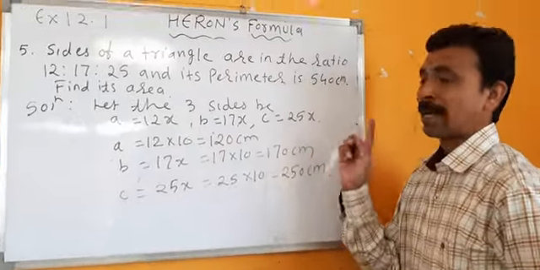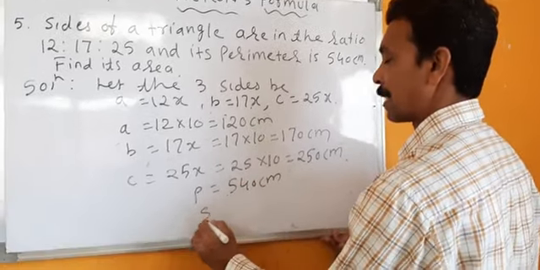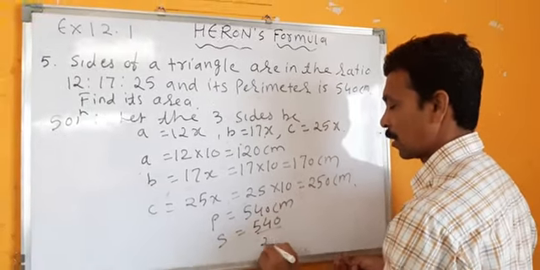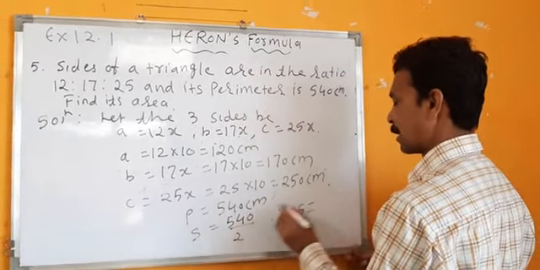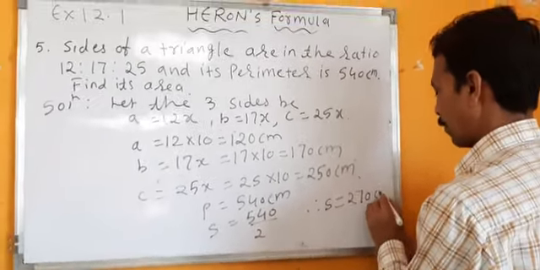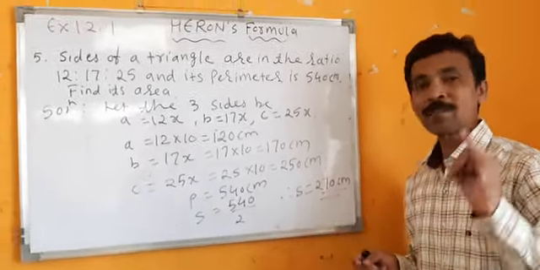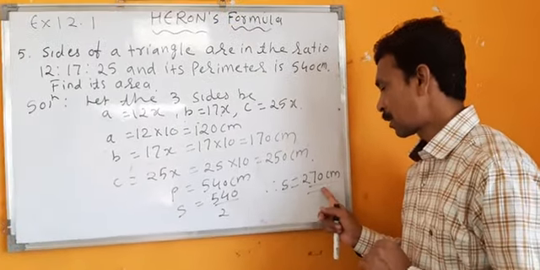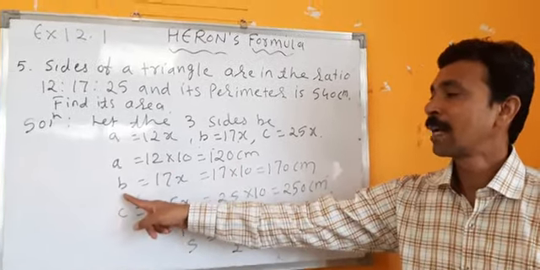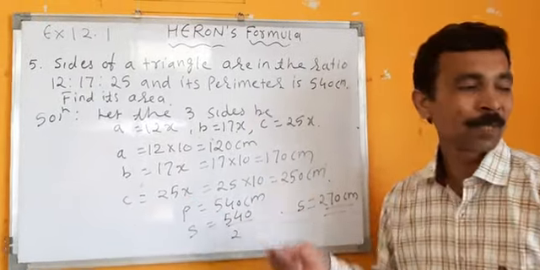Right? Perimeter is given 540 centimeter. Semi-perimeter is equal to half of perimeter, 540 upon 2. Therefore, semi-perimeter is equal to 270. Semi-perimeter is 270 centimeter. Now we have the semi-perimeter, it is 270 centimeter. We have the value of A 120 centimeter, B 170 centimeter, and C 250 centimeter.